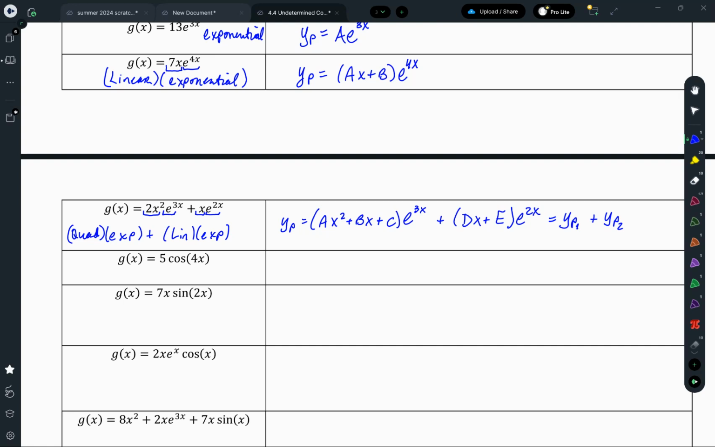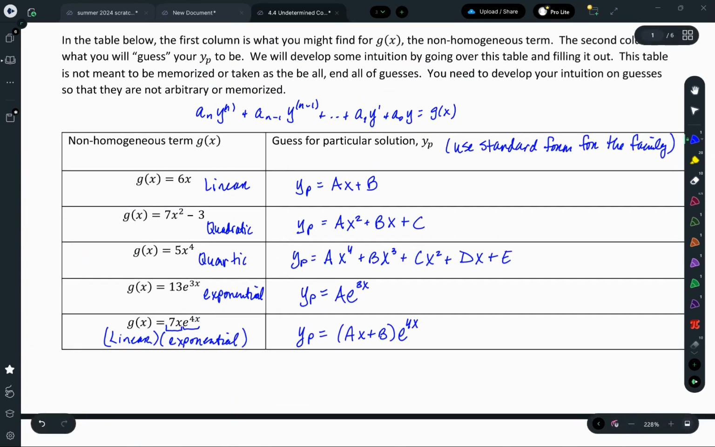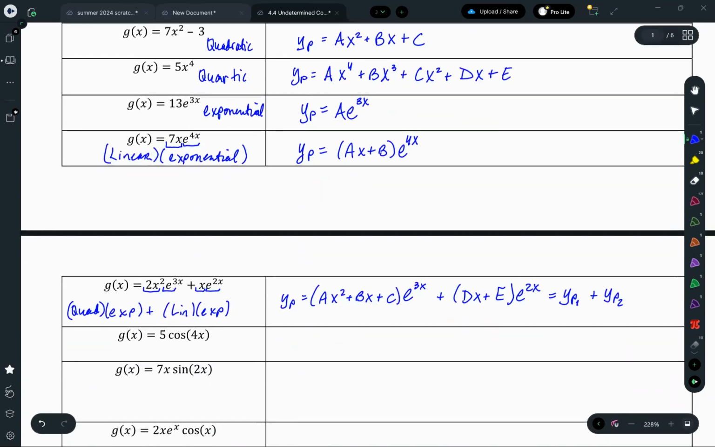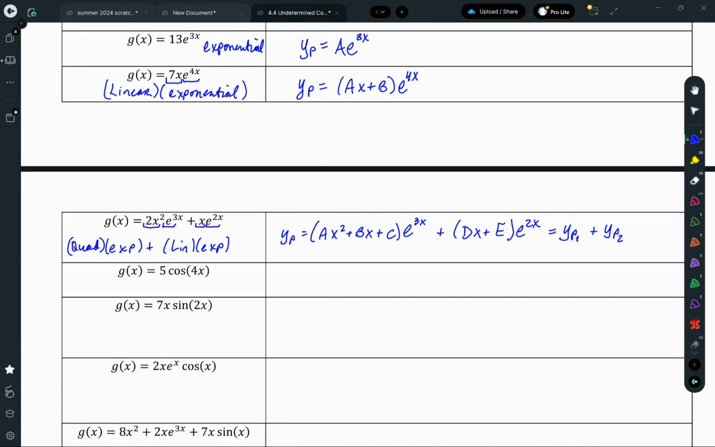Let's keep going. G of x is equal to 5 cosine of 4x. Now, up above, I had said that the two trig functions for which derivatives cause a repetition are sine and cosine, and sine and cosine together form a family, not separate. They're like conjoined twins. They cannot separate. So when we're trying to guess a particular solution and the non-homogeneous term just has a cosine, I don't care. You've got to have both of them. The particular solution will be A cosine of 4x plus B sine of 4x. Sine and cosine come together, okay?